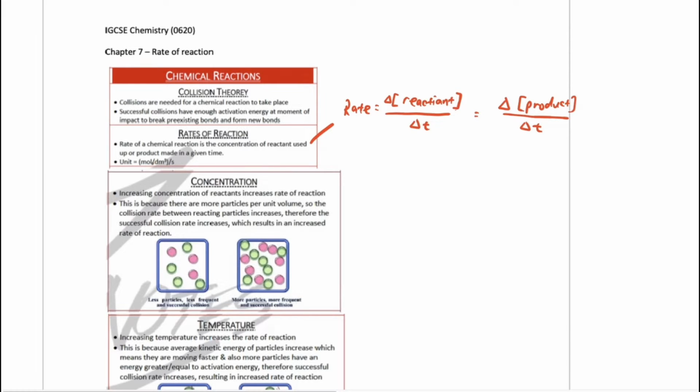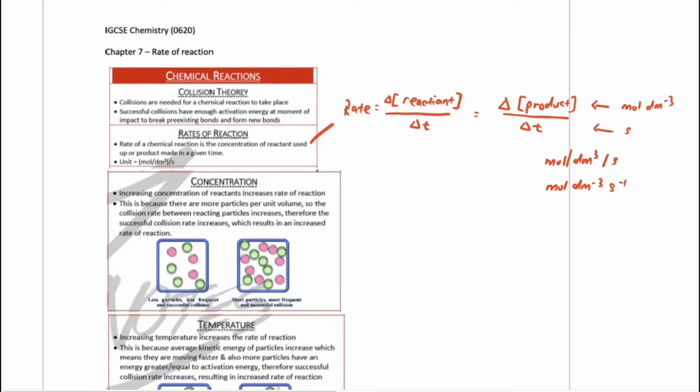Because of that, the unit is mole per dm cubed per second. As you can see, the top of the fraction is concentration, so the unit of concentration is mole per dm cubed. The unit of time is second. So you divide this with that, and you will end up with mole per dm cubed per second. If you don't want to write it in this way, you just write mol dm minus 3 s minus 1. So this one works also. That is the unit for rate of reactions.